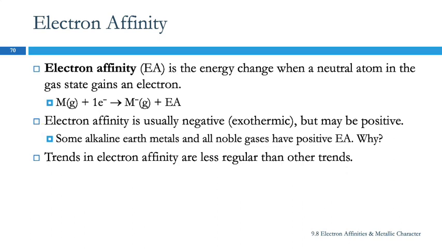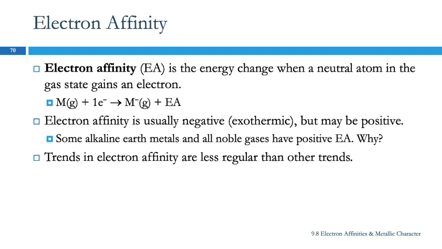So now you're giving the atom an electron, you don't pay it to take that, it pays you. You're giving it something, right? And so these are often negative, exothermic. There are some that are positive, and these are alkaline earth metals and noble gases.